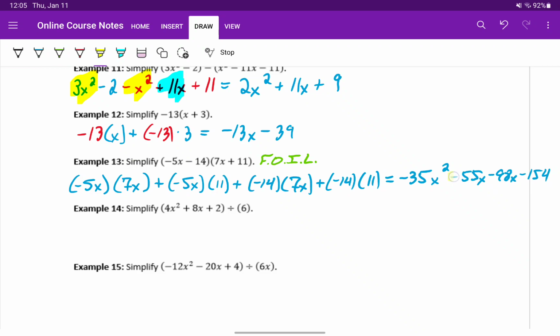In this case, we have two like terms that we can combine, negative 55x and negative 98x. So we can take one last simplification step here to write this as negative 35x squared minus 153x by adding those coefficients together, minus 154.